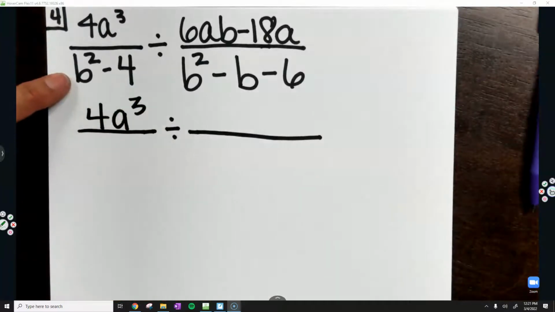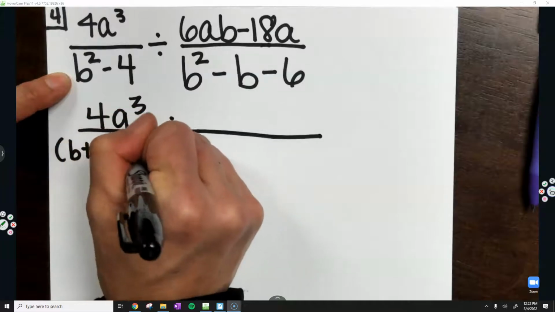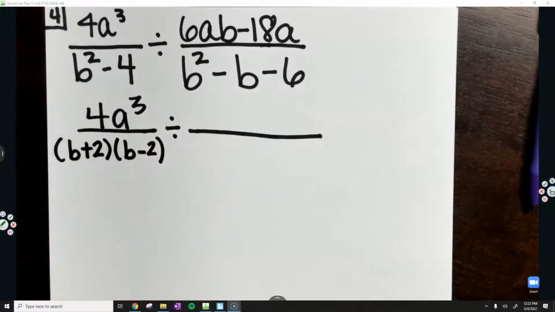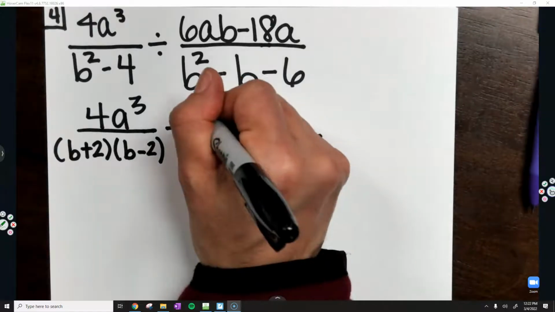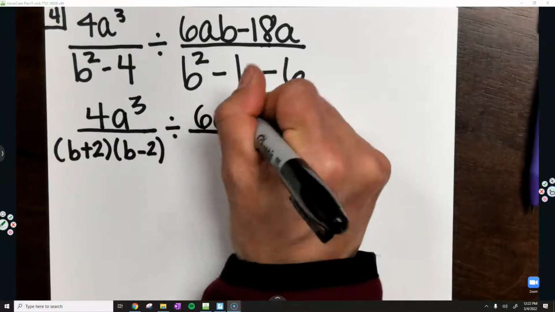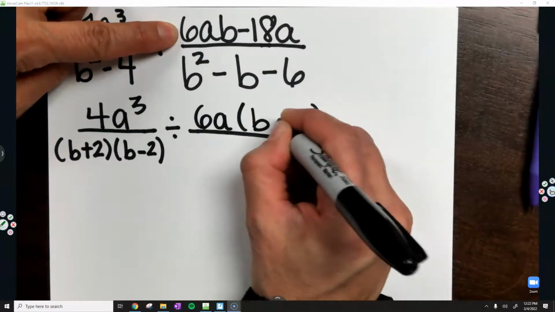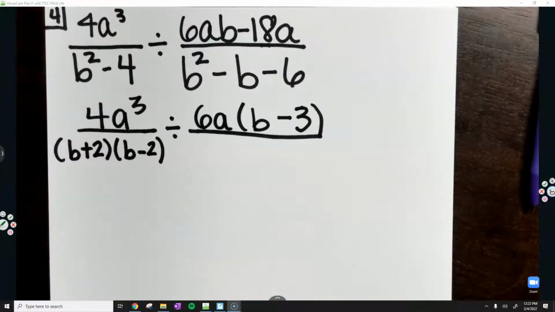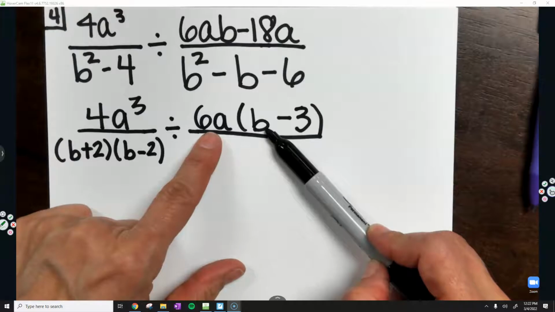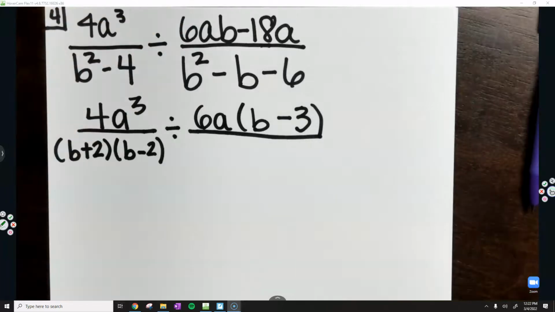And then guys, what is the first denominator simplified to? Plus 2 and minus 2. Good. And then what is the greatest common factor out of the top? 6a. 6a, yes, good job. So when you factor out a 6a, you're going to have a b, and then negative 18 divided by 6 is a negative 3. I'm going to distribute this in my head to make sure I did this right. That's just 6ab. 6 times negative 3 is negative 18. All right, we did good.